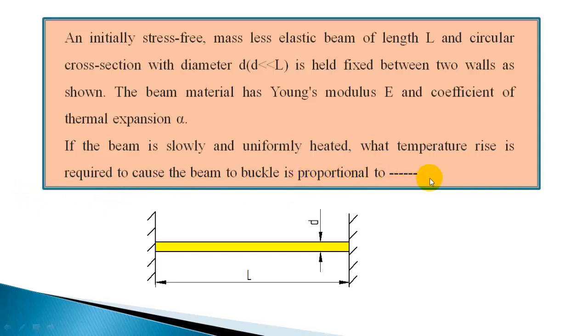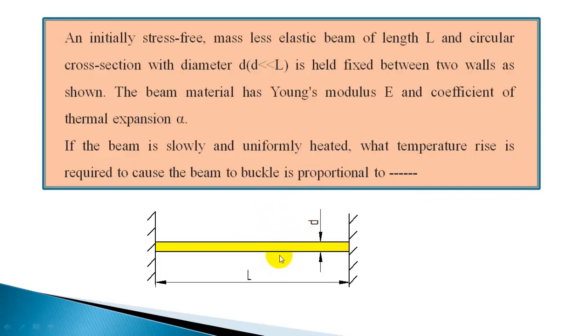So we need to find out what temperature rise is required for this bar, when it is fixed at both ends, to buckle. And the temperature rise will be proportional to either diameter or diameter square or diameter cube, etc. So you need to find out whether it's proportional to diameter square or diameter cube, etc. The choices are given, and you need to select the optimum choice.